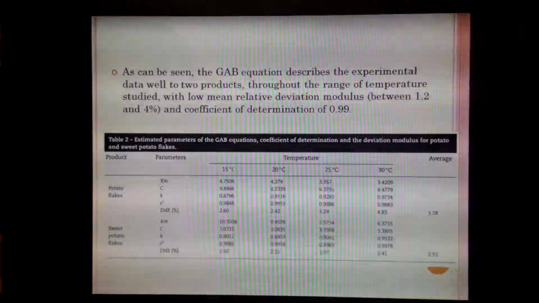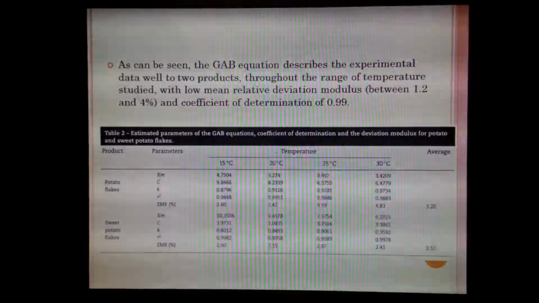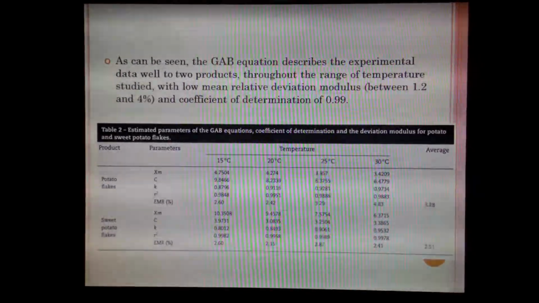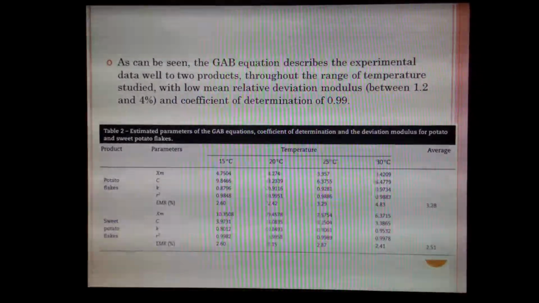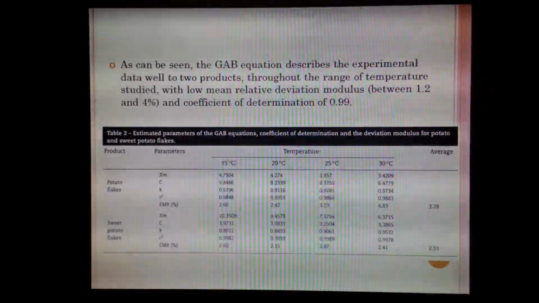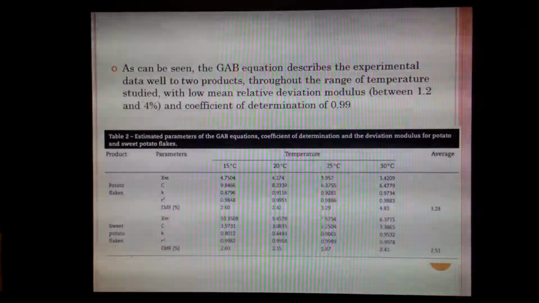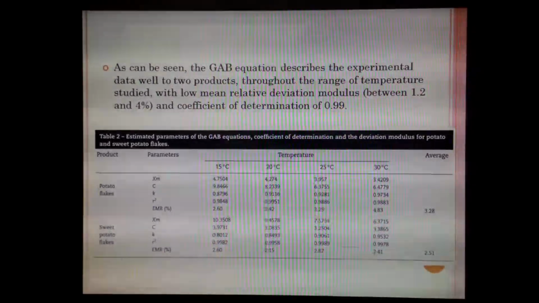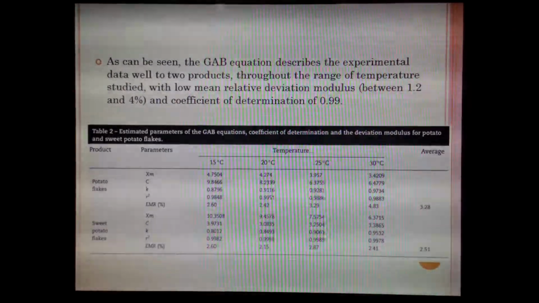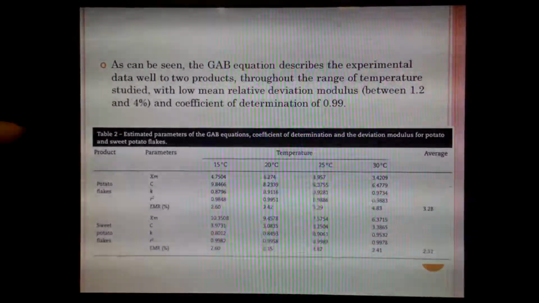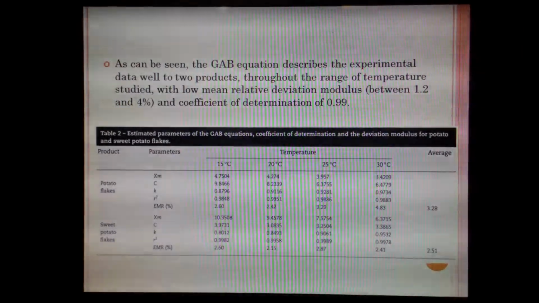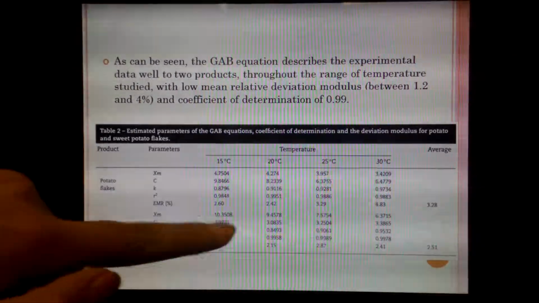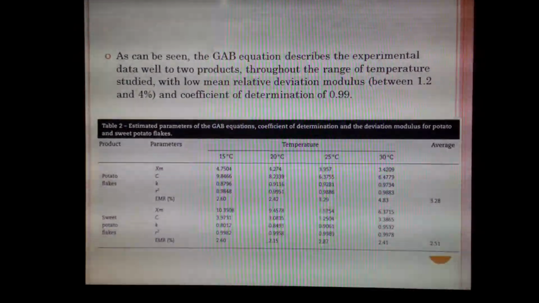So, as can be seen, the GAB equation describes the experimental data well for the two products throughout the range of temperature studied, with low mean relative deviation modulus between 1.2 and 4.4% and a coefficient of determination of 0.99. So, this is the product and the distinct parameters that Rowie has talked about earlier, and the distinct temperatures and the average.